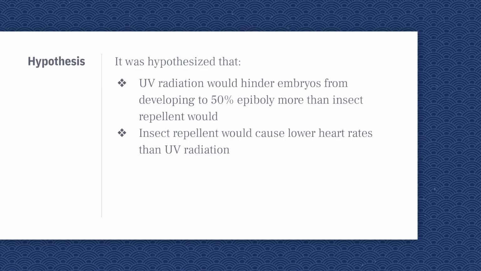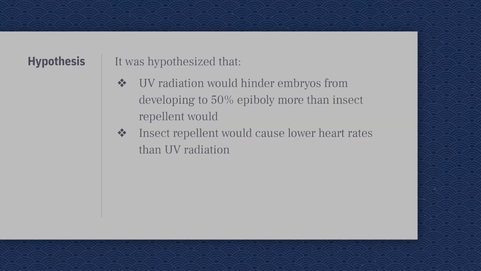Since UV radiation is a universal carcinogen, it was hypothesized that UV radiation would hinder embryos from developing to 50% epiboly more than insect repellent would. Additionally, because carbaryl, a type of insecticide, was found to cause induced bradycardia by C.C. Lin et al. in 2007, it was hypothesized that insect repellent would cause lower heart rates than UV radiation.